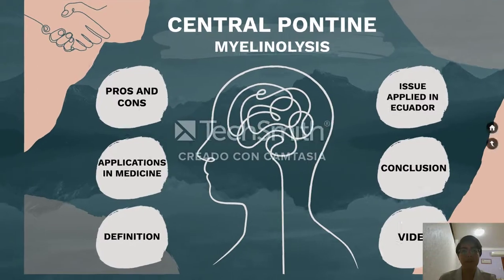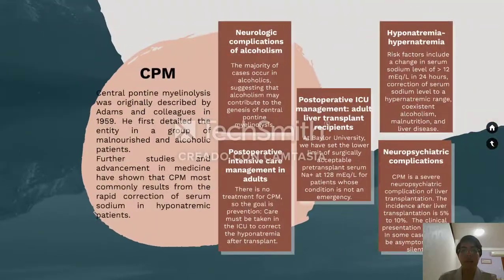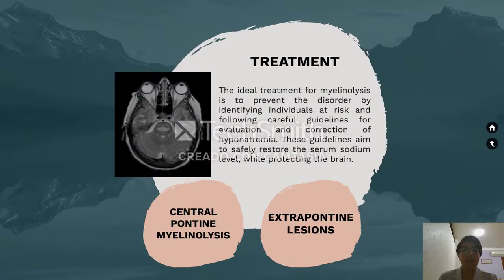Applications in medicine. Treatment. The ideal treatment for myelinolysis is to prevent the disorder by identifying individuals at risk and following careful guidelines for evaluation and correction of hyponatremia. These guidelines aim to safely restore the serum sodium level while protecting the brain.